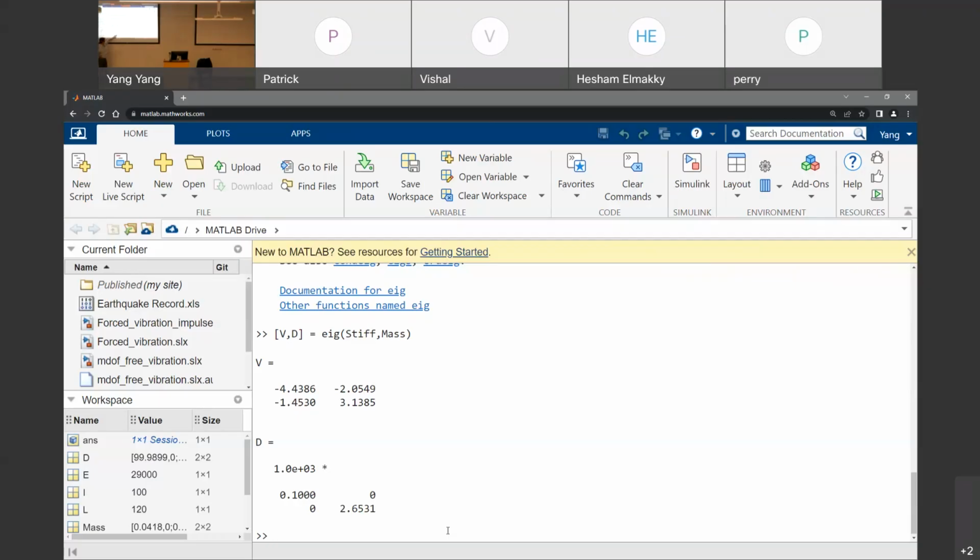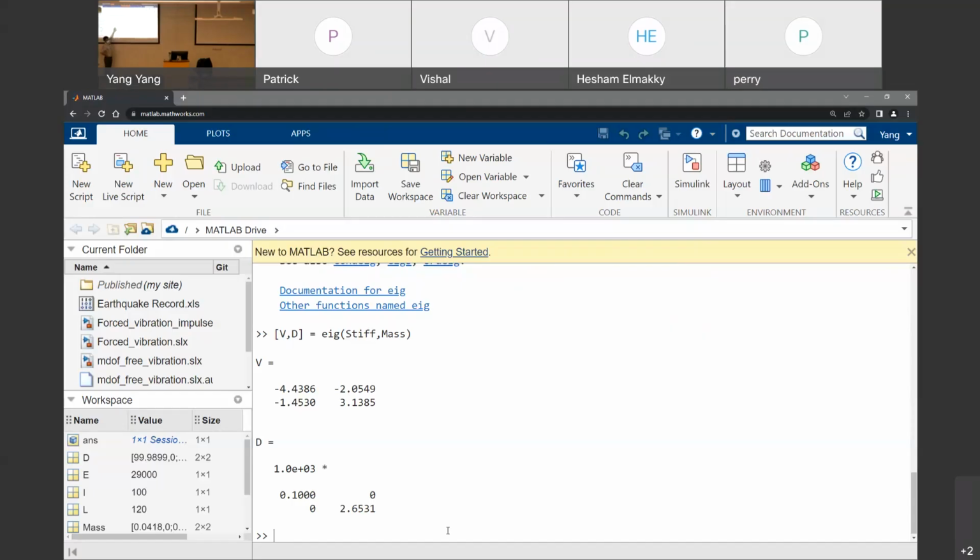So this should be 22,065.2653. Square root. That's a natural frequency. What number did you get? 51.51. Okay, and is this one consistent with the hand calculation? Yep. Okay, very good.